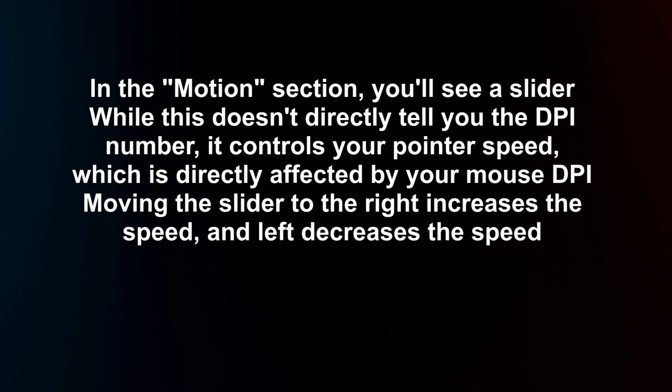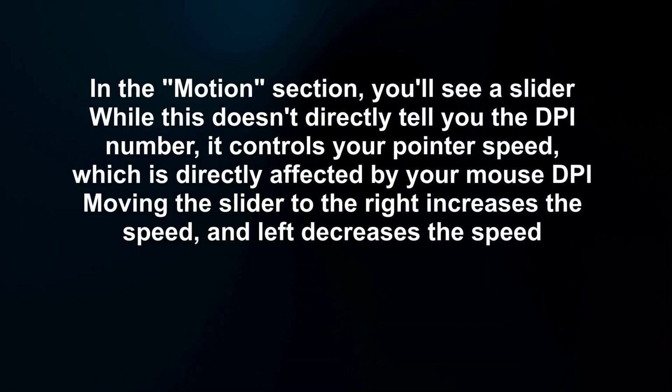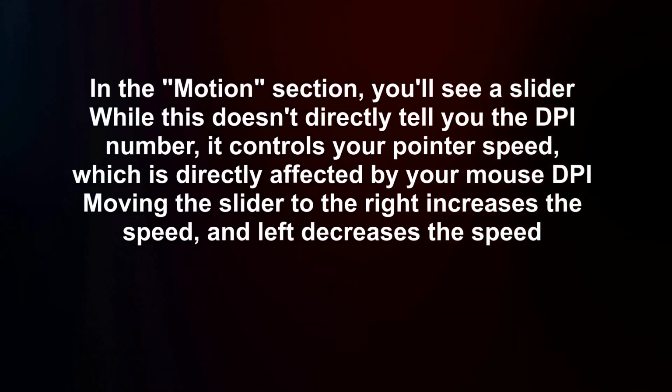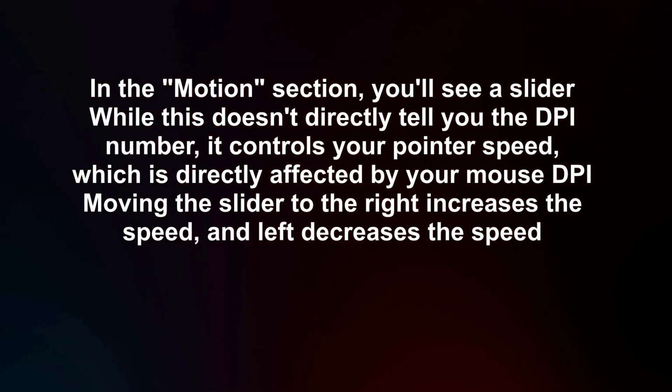In the motion section, you'll see a slider. While this doesn't directly tell you the DPI number, it controls your pointer speed, which is directly affected by your mouse DPI. Moving the slider to the right increases the speed, and left decreases the speed.